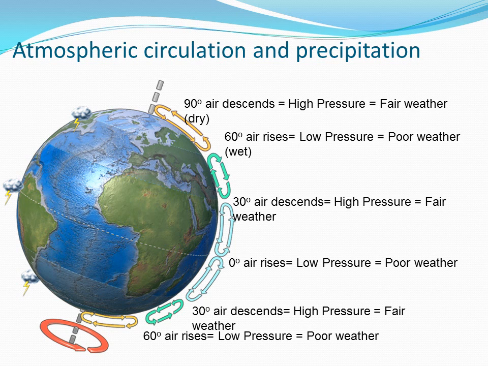How does large-scale atmospheric circulation affect precipitation? So we've got this globe and we've got our flow cells, and we want to consider how this is all connected. So how large-scale atmospheric circulation might affect precipitation.